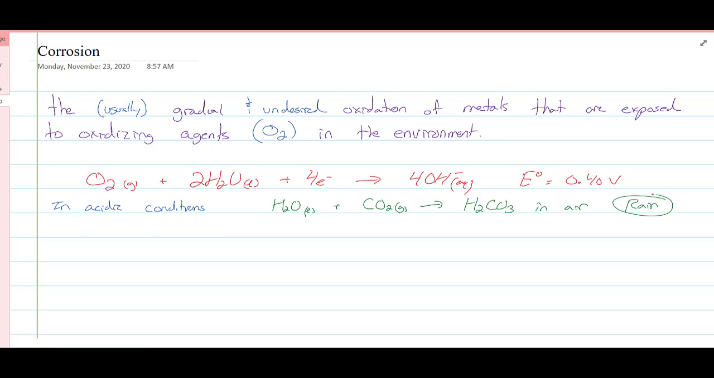And so in acidic conditions, what happens is O2 gas plus 4H+ aqueous plus 4 electrons going to 2H2O liquid, and that standard cell potential is positive 1.23 volts, which is a lot more of a potential to happen.